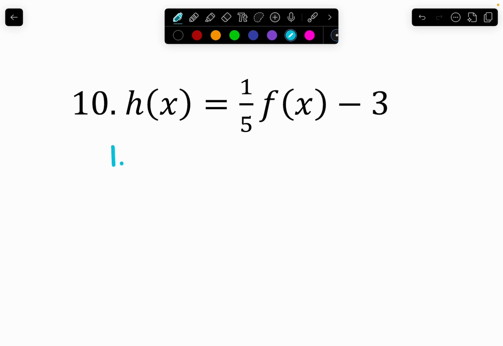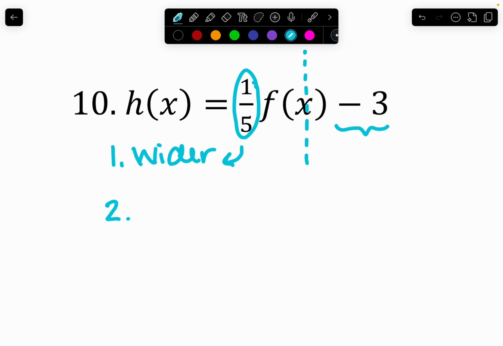So this one does have 2 transformations. The first one is this 1/5, and because it is to the left of x, we know that that's going to affect the width of our parabola. 1/5 is smaller than 1, so our graph is going to be wider. And then you have this -3 back here. It is to the right of x, which means that it's going to translate my graph up, down, left, right. So that -3, it's not in parentheses. That just means that I am going down 3.